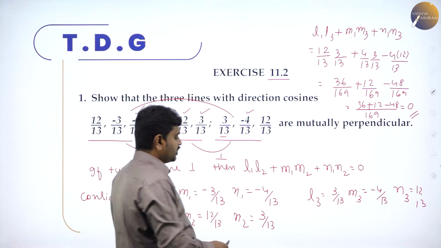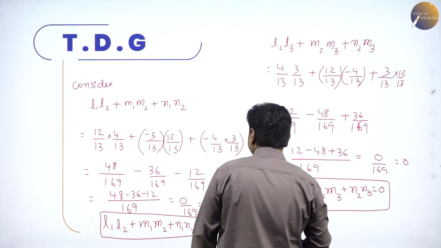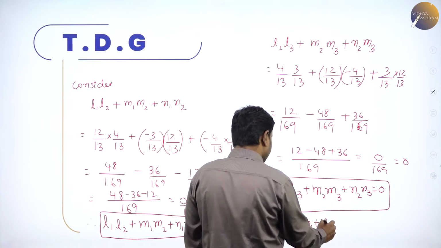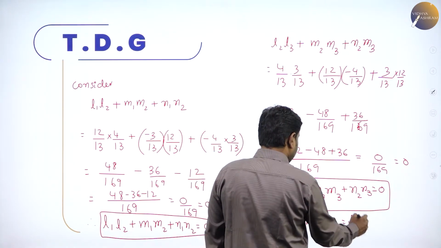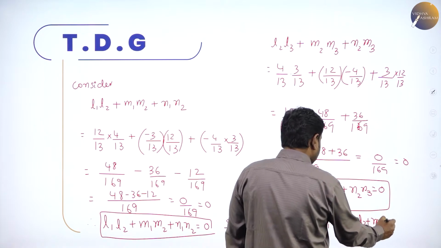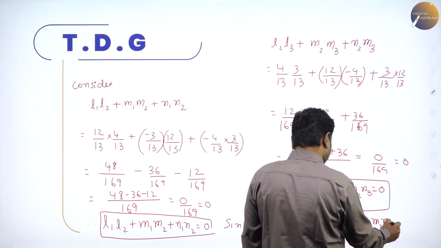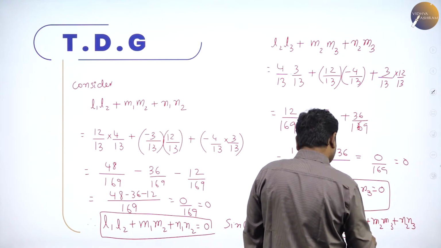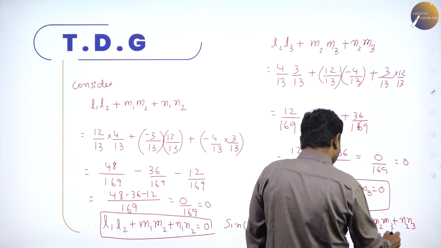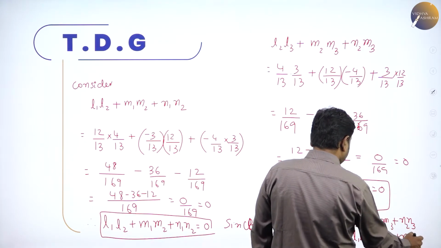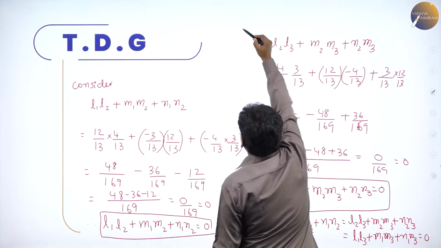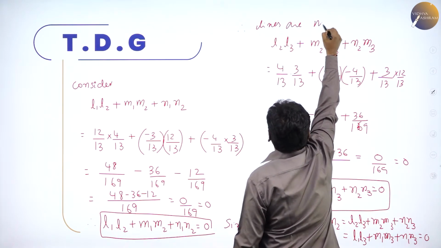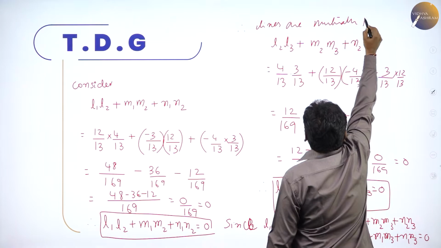So finally write the conclusion. Therefore since L1 L2 plus M1 M2 plus N1 N2 is same as L2 L3 plus M2 M3 plus N2 N3 is same as L1 L3 plus M1 M3 plus N1 N3, all are equal to 0. Therefore lines are mutually perpendicular, hence the proof.